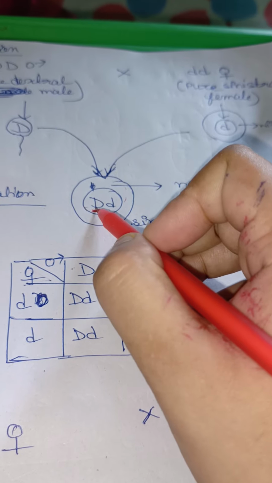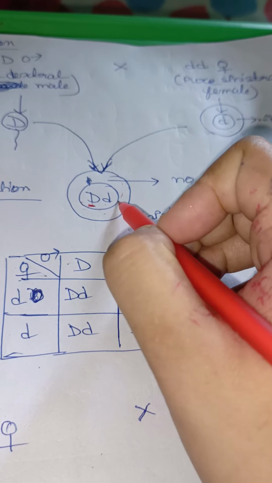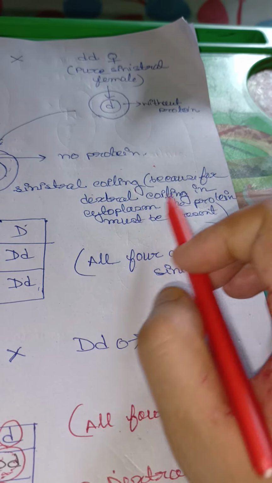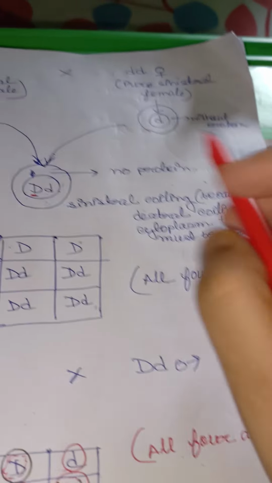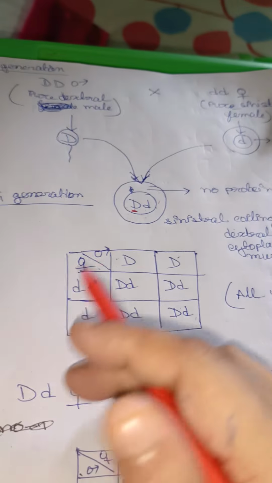So this is not the only reason. There must be a protein in the cytoplasm, right? There must be a protein in the cytoplasm. So sinistral coiling, because for the dextral coiling the protein must be present in the cytoplasm, but here there is no protein in the cytoplasm. So what will happen?